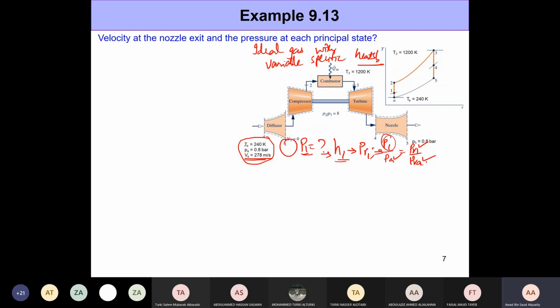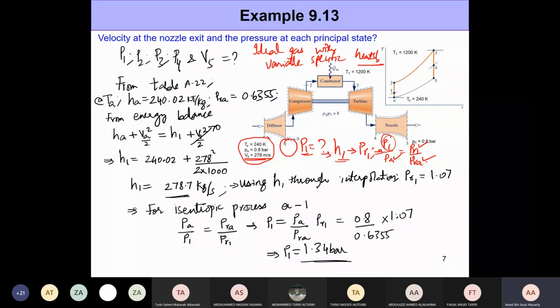Given the information at state A, that is the temperature at state A, first we go to table A22 and determine the enthalpy at A and the value of PRA. Once you do that, you apply the energy balance on the diffuser. We said it's HA plus VA square by 2 is equal to H1 plus V1 square by 2. We said V1 is 0.